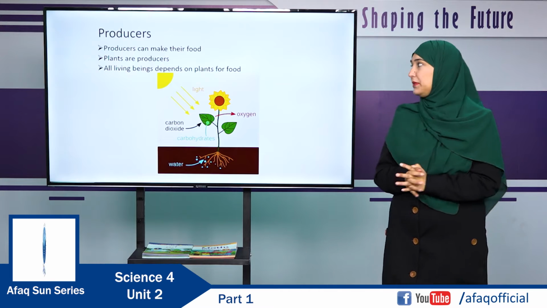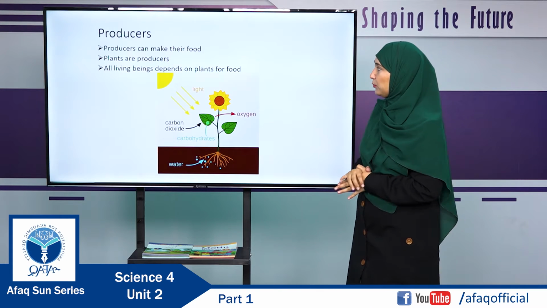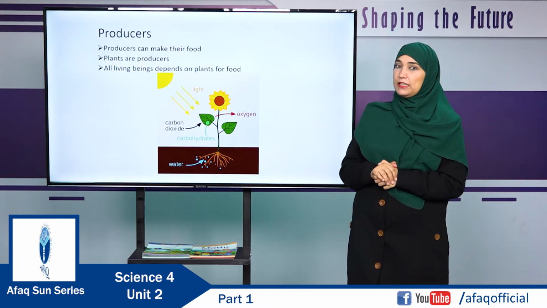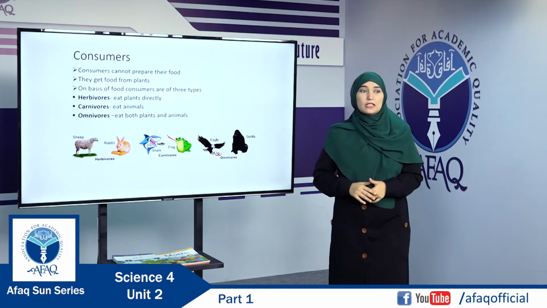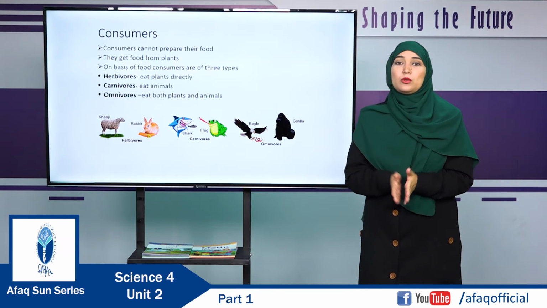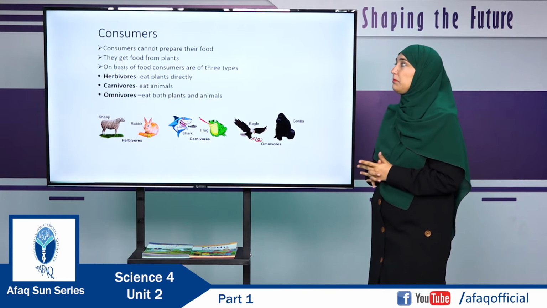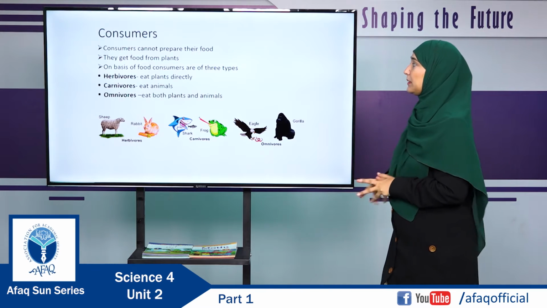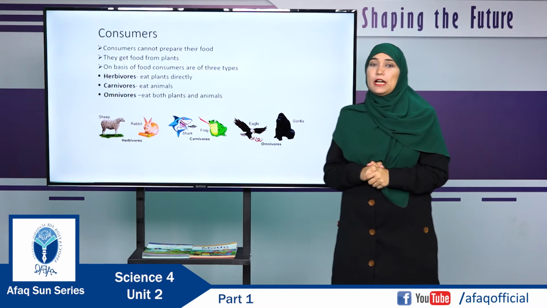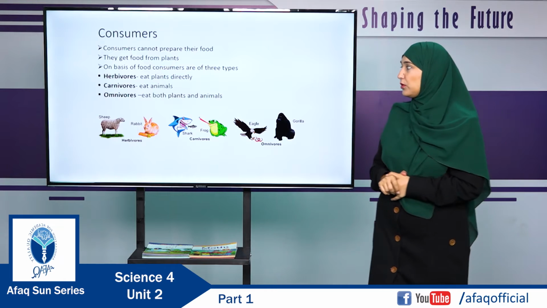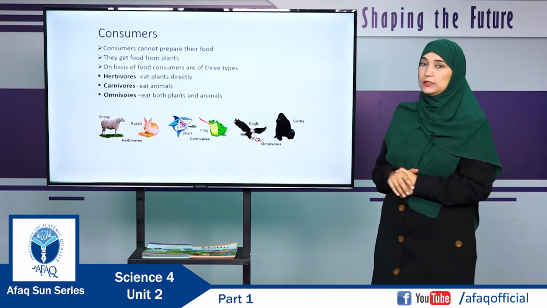So all living beings depend on plants for their food. That's why they are called producers. Consumers are those organisms that cannot prepare their own food. They depend on plants for their food. On the basis of food, consumers are of three types: herbivores, carnivores and omnivores.